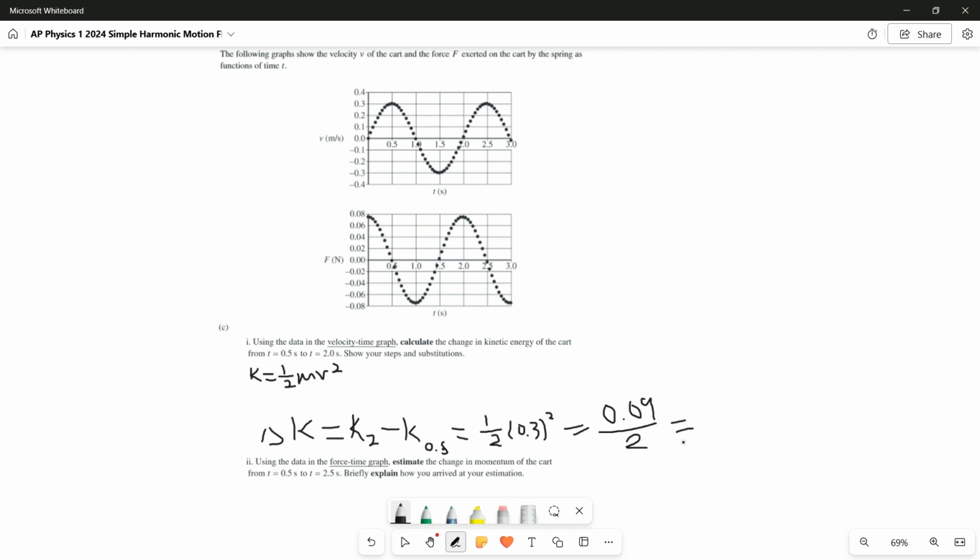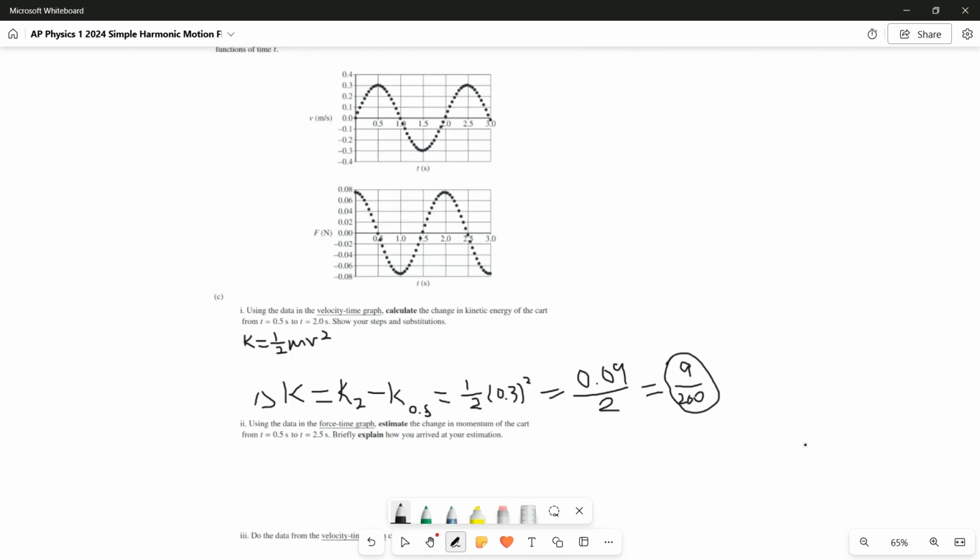And if we multiplied by, let's say, 100 on each side, we would get 9 over 200. Now, if you had a calculator, you would plug this in, but I don't have a calculator on me right now, so this is good enough. And don't forget your units. We should write joules because we were talking about the change in kinetic energy.